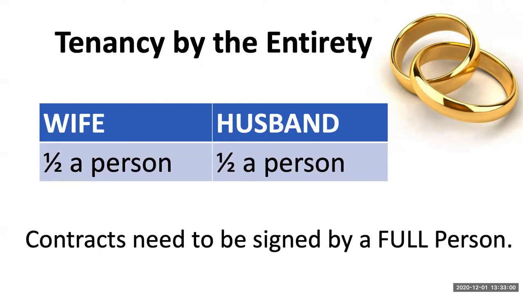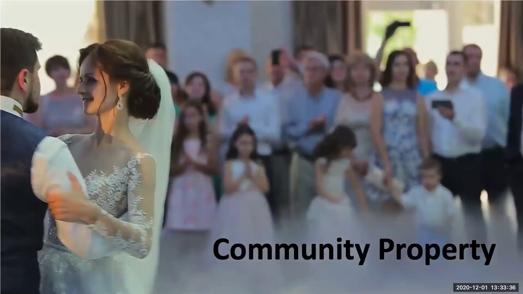On the test, they're going to say an elderly man, because this is an old type of ownership. An elderly man went into a broker's office and he wanted to list the property. He mentioned to the broker that he owned the title with his wife as tenancy by the entirety. He wants to sign the listing agreement. What should the broker tell him to do? Go home and get your wife, because we need one person to sign this listing agreement. He's only half a person on that deed. So together they become one person. See how that works? They're half a person.